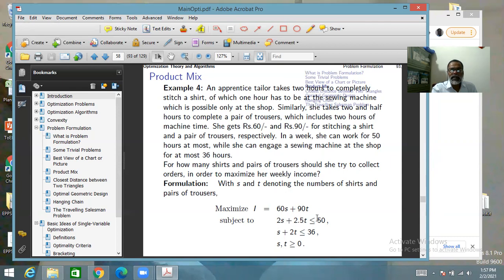The sum total of that cannot be more than 50. Similarly, machine hours, 1 hour for every shirt and 2 hours for every pair of trousers. That total cannot be more than 36. And of course, S and T both should be non-negative. So this is formulation complete.